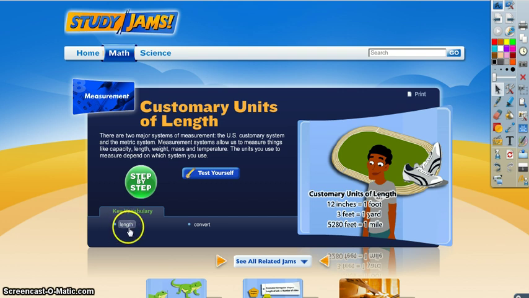Words that you need to know are length and convert. Convert means to change it to something else. On your star chart, we looked the other day at conversions, like these things right here. Okay, so 12 inches equals 1 foot, 3 feet equals 1 yard, and 5,280 feet equals 1 mile. So let's get started.